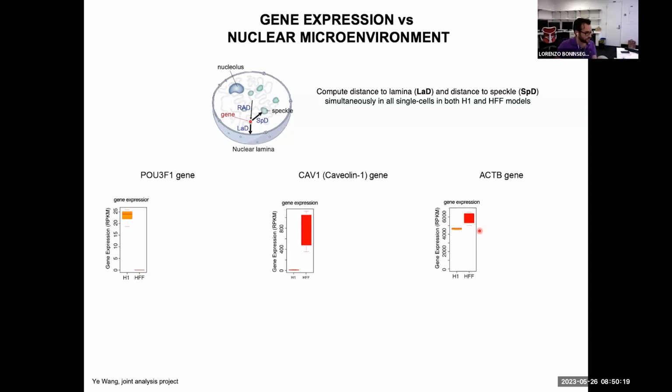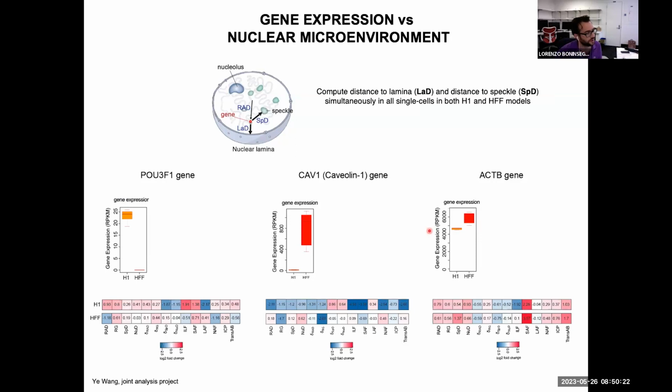So for those genes, we can compute the nuclear microenvironment and study, again, the enrichment in both cell lines for all of these structural features. And you see that there's a lot of variability, both for the same gene across the 2 cell lines, but also for the same cell line across the different genes. So there is major conformational rearrangement as the cell differentiates from H1 to HFF.